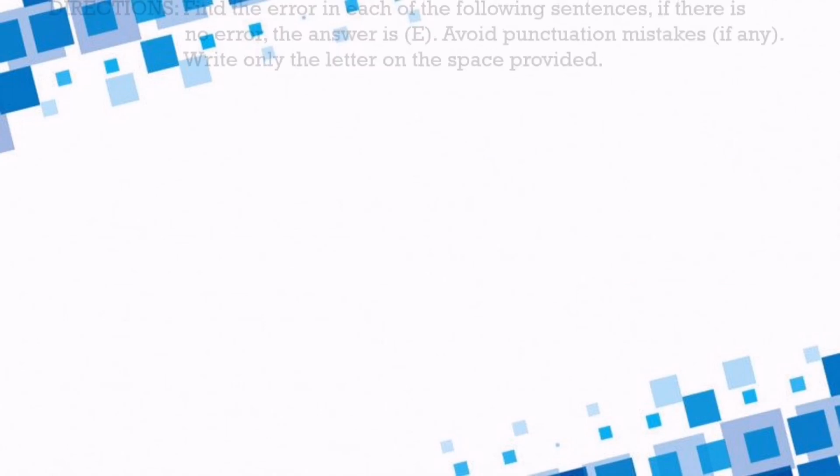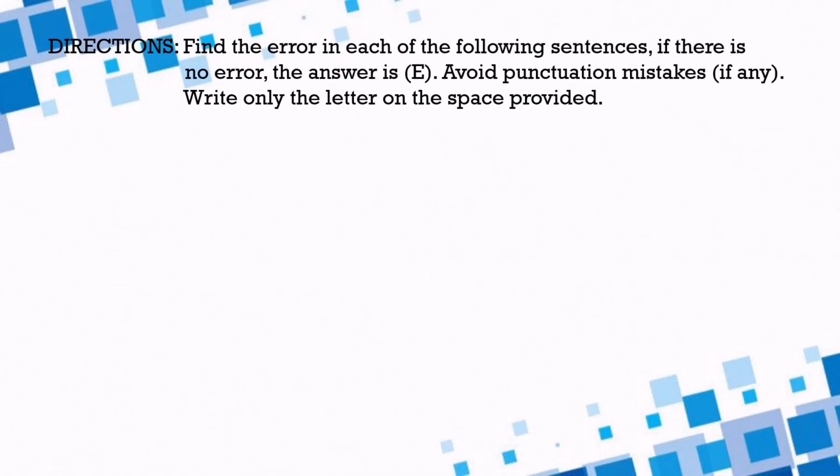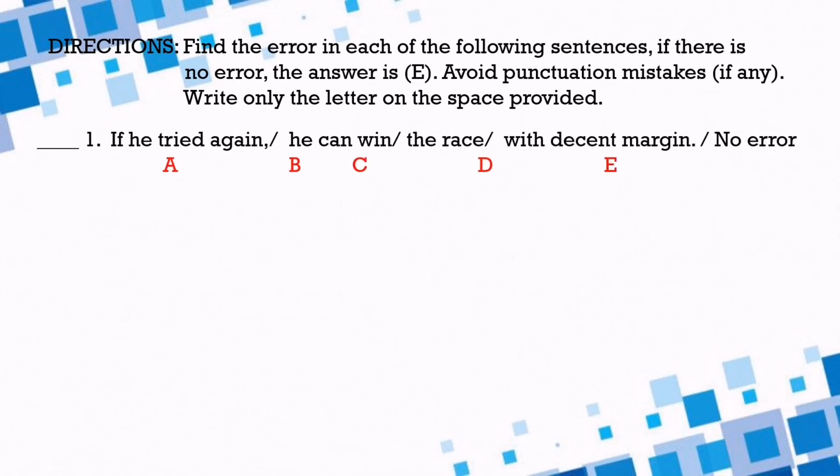To check if you have fully understood the lesson, bring out your paper and pen for some learning activity. Directions: find the error in each of the following sentences. If there is no error, the answer is letter E. Avoid punctuation mistakes if any. Write only the letter on the space provided.